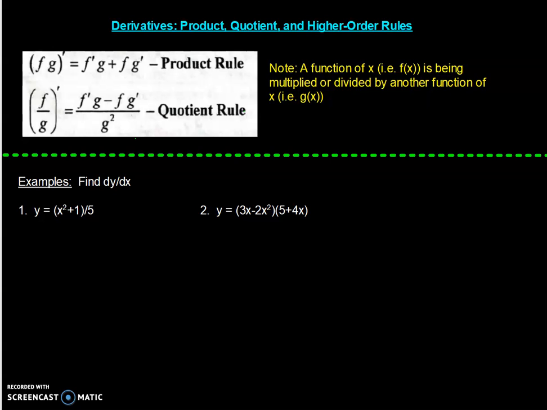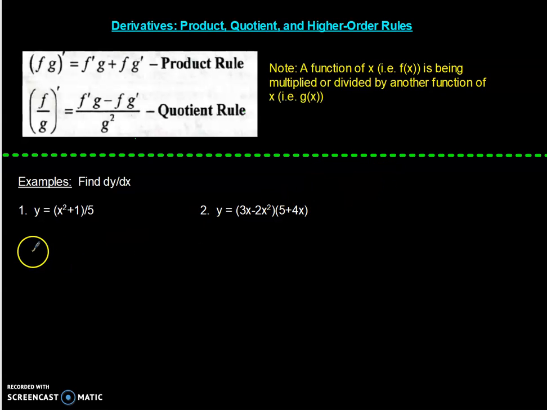Hey guys, so today we're going to go over finding derivatives using the product, quotient, or higher order rules. So notice for the product and quotient rule, there is a function of x that we'll call f of x being multiplied or divided by another function of x that we'll call g of x.